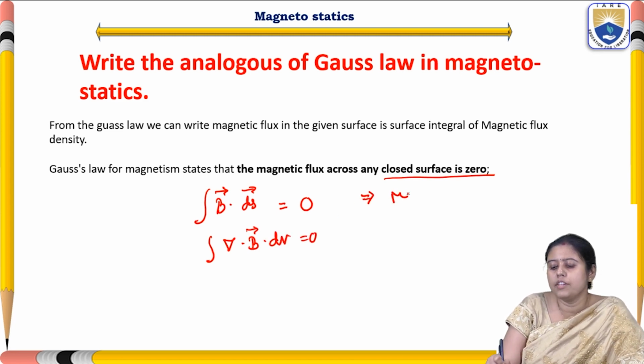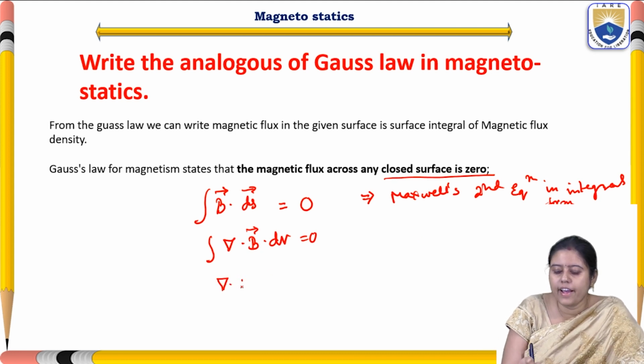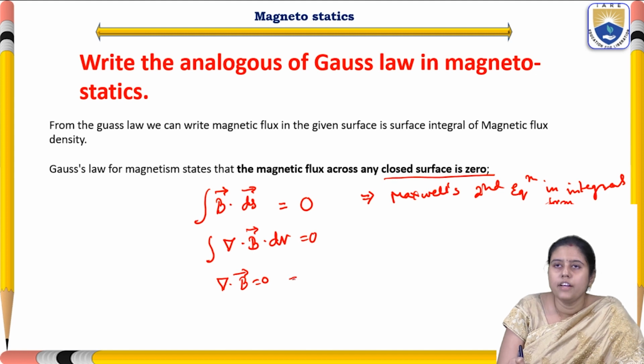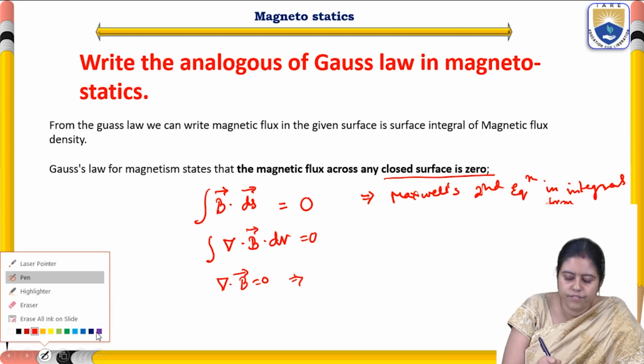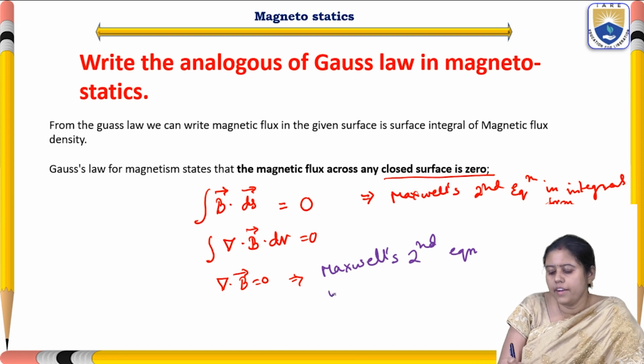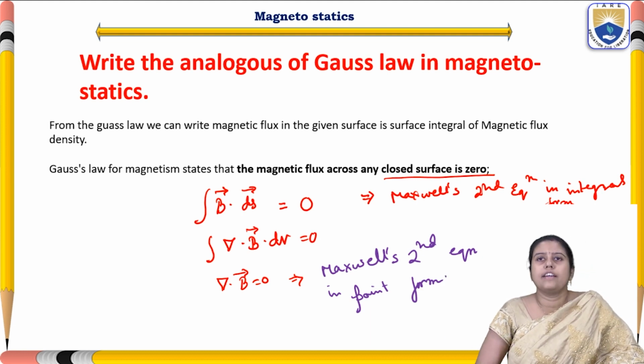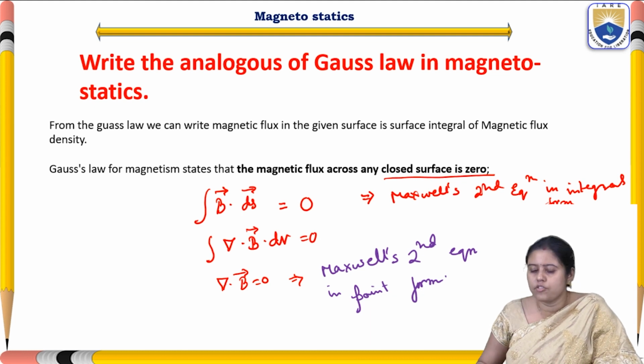So this is Maxwell's second equation in integral form. And from here we can write grad dot B is equal to 0. This is Maxwell's second equation in point form. So we got the Gauss law in magnetostatics, or we can say this is Maxwell's second equation.